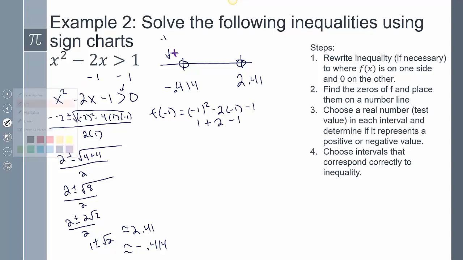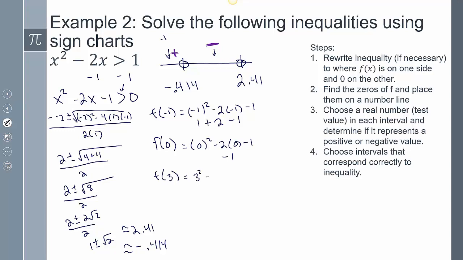Now let's try a value between here, like 0. So f of 0. So I get 0 squared minus 2 times 0 minus 1. And so 0 and 0, that gives me -1. So we're going to say that this is going to be negative. And then picking a value, let's say 3. So f of 3, that's going to be 3 squared minus 2 times 3 minus 1. 9 minus 6 minus 1, that's going to be positive.